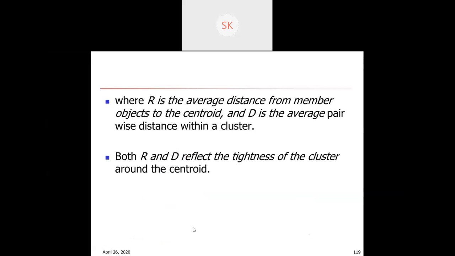Here R is the average distance from member objects to the centroid, and D is the average pairwise distance within the cluster. Both R and D reflect the tightness, or you can say density, of the cluster around its centroid.